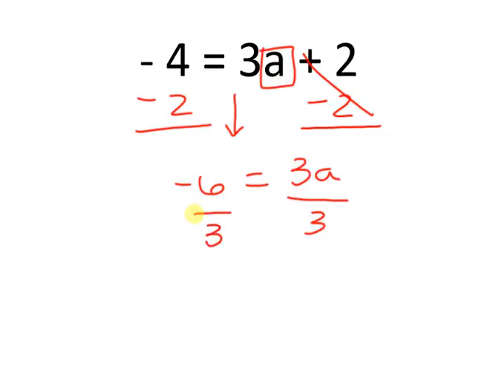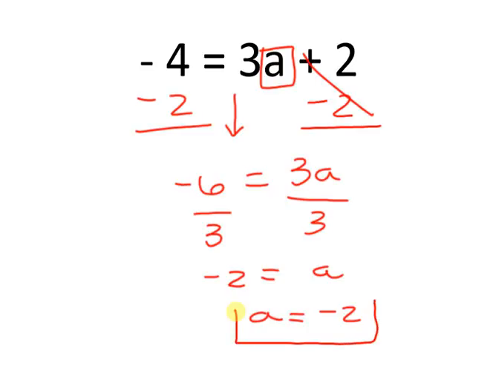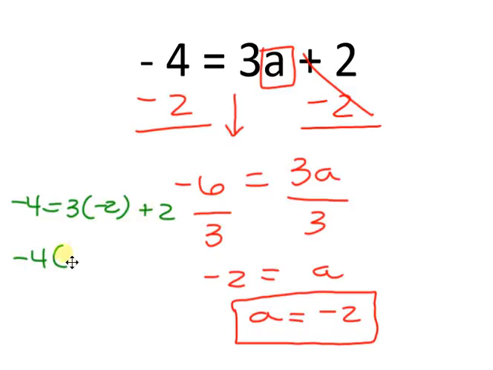Divide by 3. And flip it around so that your variable is on the left. And always check your work. Three times negative, oops. 3 times negative 2 is negative 6. Negative 6 plus 2 is negative 4.